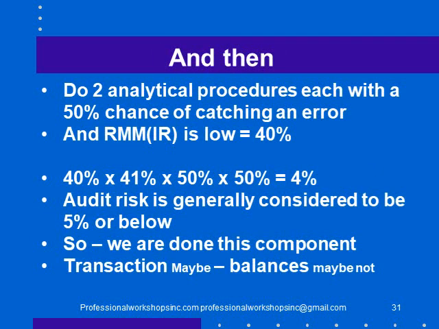And then we decide we've done 2 analytical procedures, each with a 50% chance of catching the error, and we decided that risk of material misstatement is low, and 40%, literature tells us, is low. 0.4 times 0.41 times 0.5 times 0.5 is 0.04. And audit risk is generally considered to be 5% or low. So if we've got audit risk down below 5%, we're done that particular component. So we're done. Now, if it's a transaction stream, revenues, cost of sales, we're probably done. That's probably all we need to do.